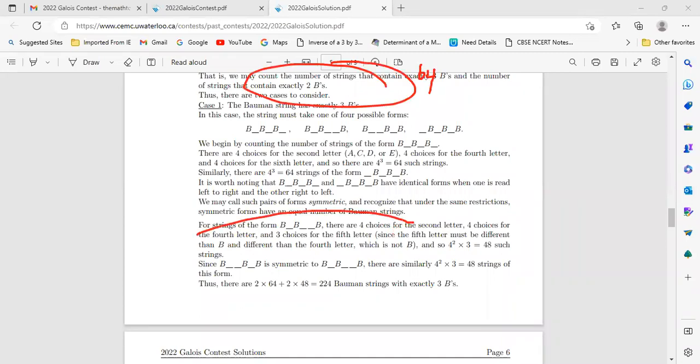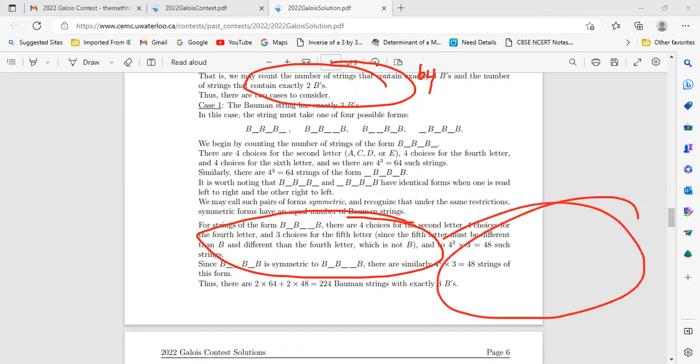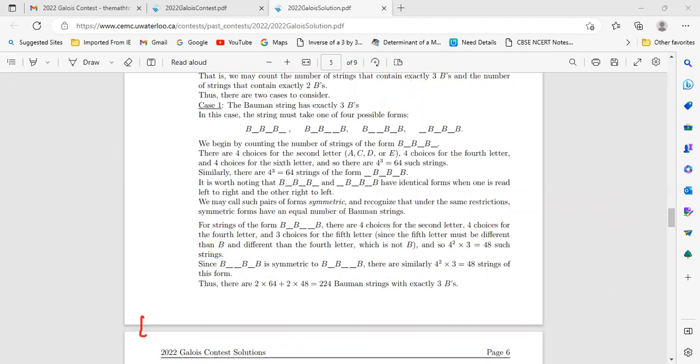Look at the last string, the fourth one. It's pretty much the same, but the position is different. For the first letter, third letter, and fifth letter, you can have the same four choices as A, C, D, E. It's just identical, right? String 1 and string 4 are identical to each other. So for string 1 you're going to get 64 Bowman strings, and for string 4 also you're going to get 64 Bowman strings. And now we are going to solve string 2 and string 3. Okay.